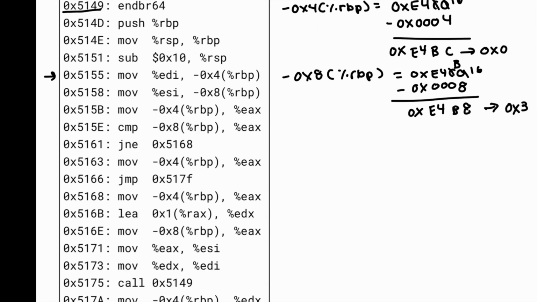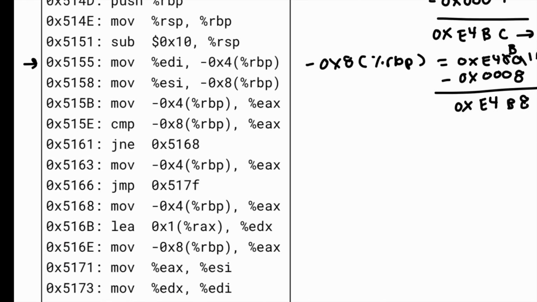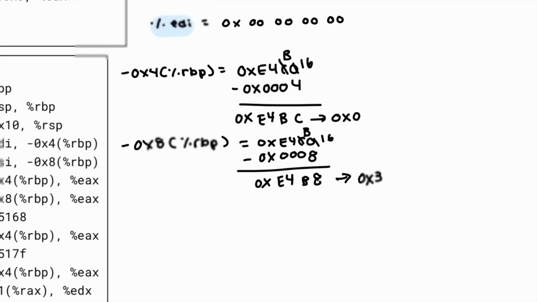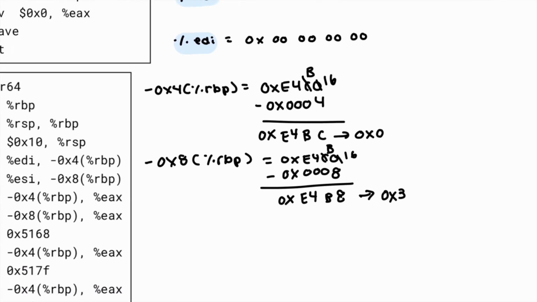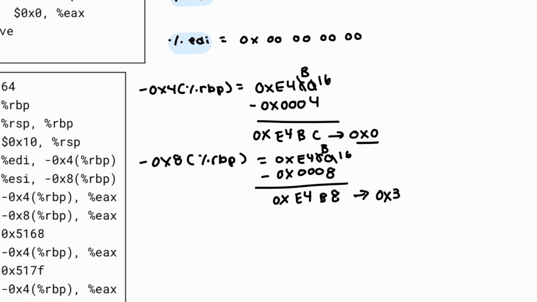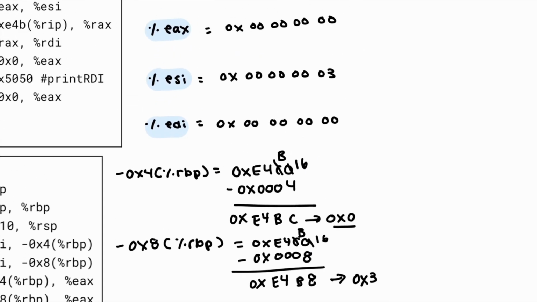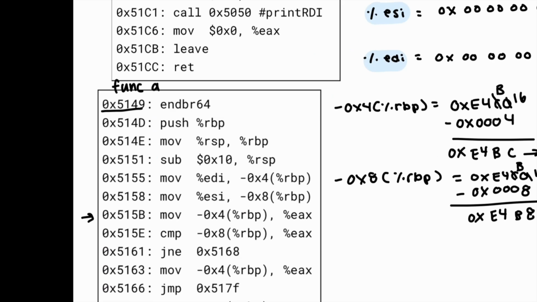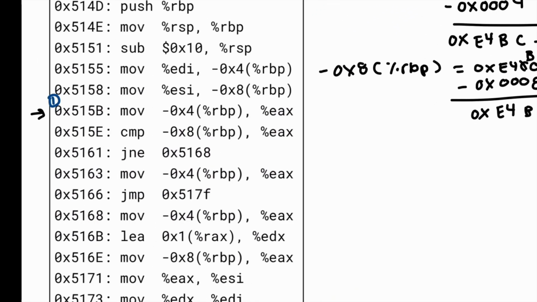Okay, our next step is we're going to move 0x4 RBP into EAX. 0x4 RBP, the value at that memory address is currently 0x0, so we're going to place that into EAX. So now EAX is going to be 0x0. So this will be after this. Okay, and now we're at a compare statement. So we're doing compare, and then we'll jump if these two values are not equal.